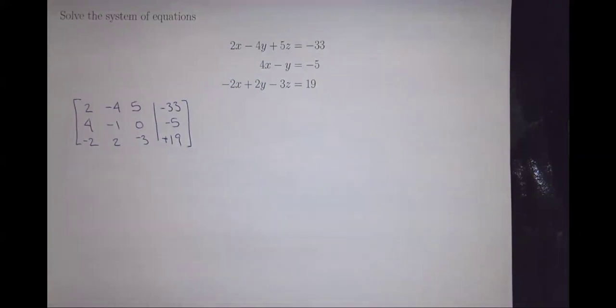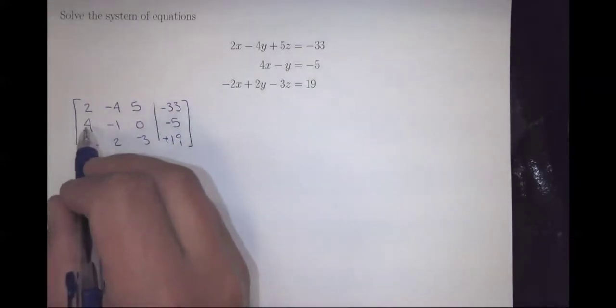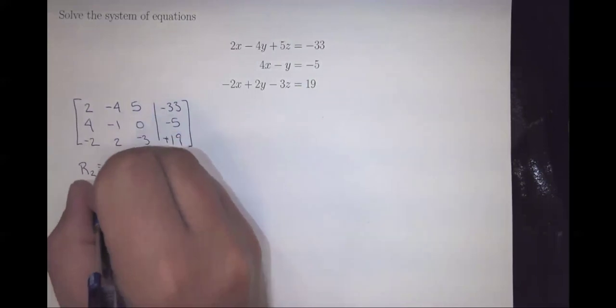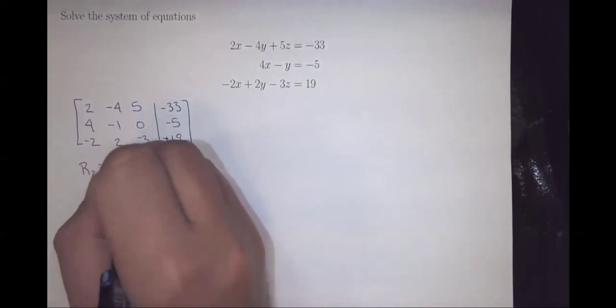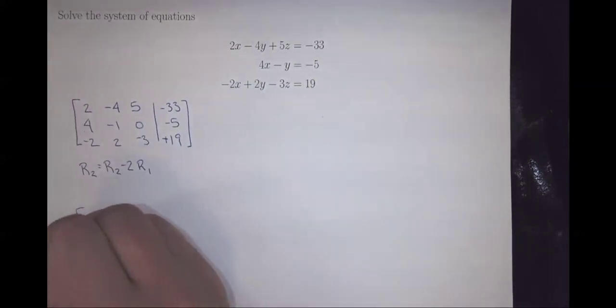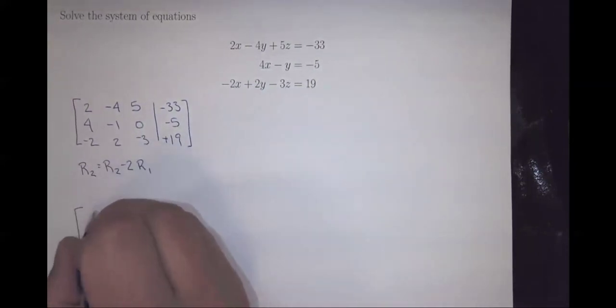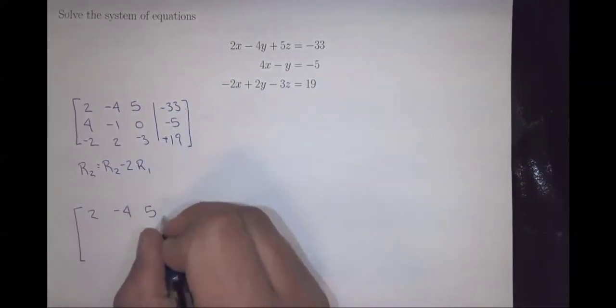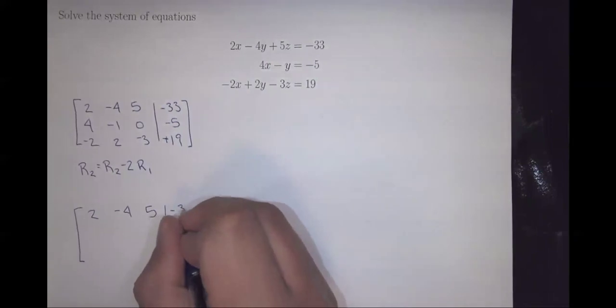Okay, so our first column is our pivot column. And what we're going to do first is we're going to try and get rid of this 4. So row 2 is going to be equal to row 2 minus twice row 1. So we'll leave the first row the same. 2, -4, 5 with -33.